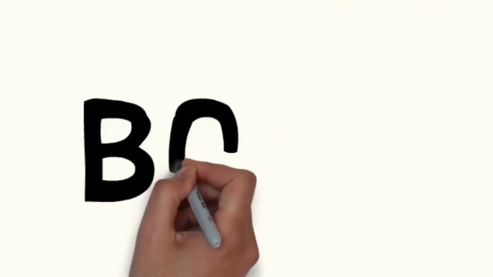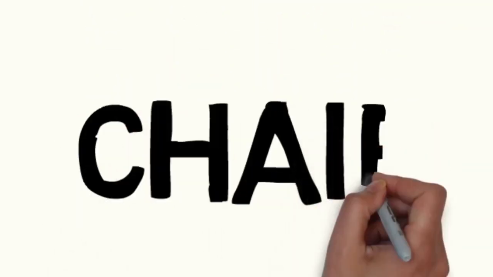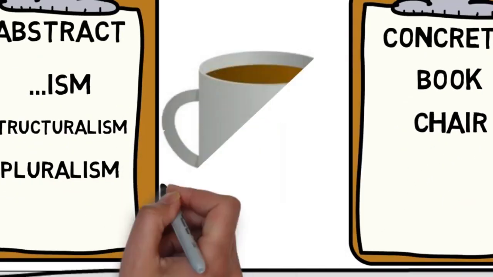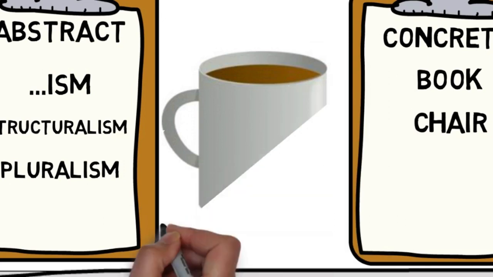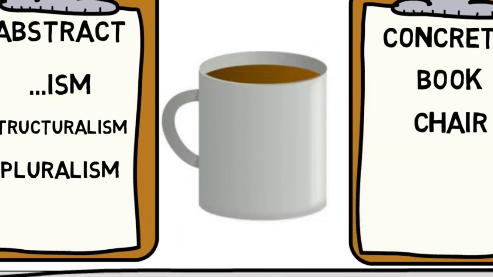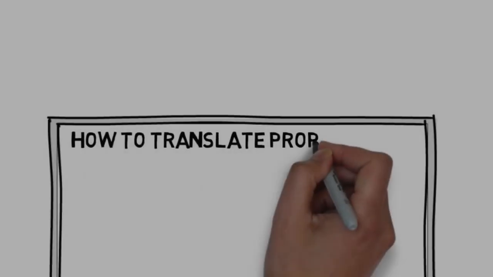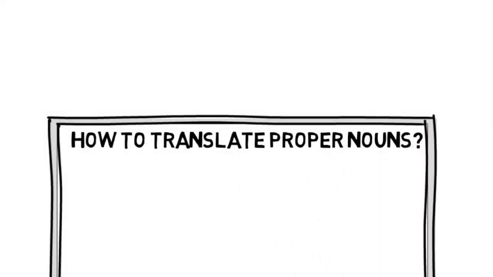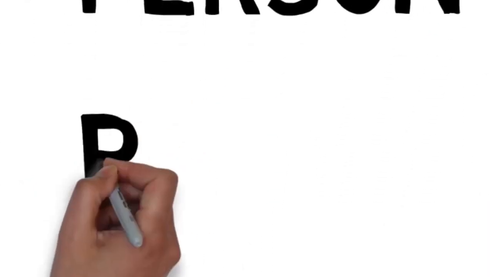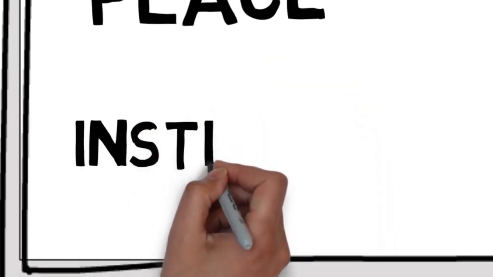Even the ways we look at concrete nouns differ from one language to another based on one's perception and cultural differences. For example, my cup of tea is black without sugar. Yours could be with milk and sugar. Proper nouns. Proper nouns are names of people, places, institutions, like companies, schools, and so on.